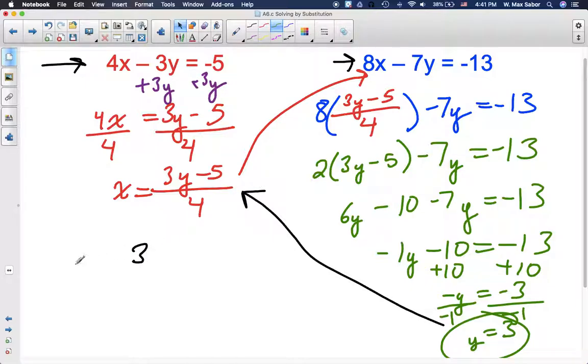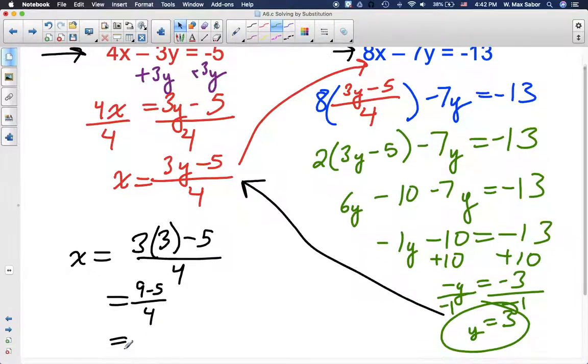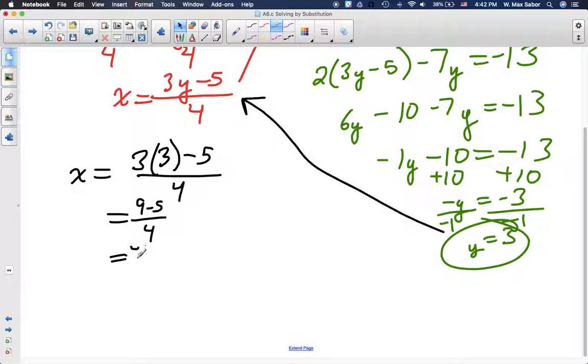So x equals 3 times the 3 for y minus 5 over 4. 9 minus 5 over 4. 9 minus 5 is 4, divided by 4 is 1. So 1, 3.